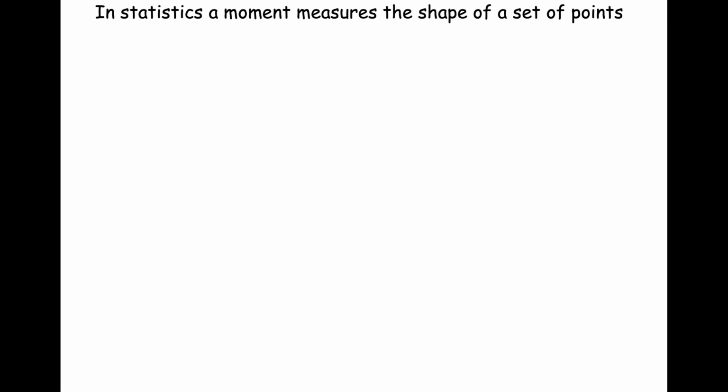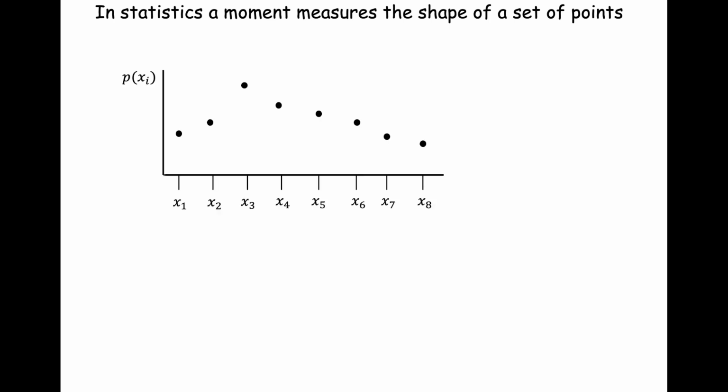All right. So it's a little bit kooky, but it gets the point across. And so in statistics, a moment generally measures the shape of a set of points in a distribution. And so here we have a number of data points. Along the horizontal axis, we have their values. Along the vertical axis, we have the probability associated with those points.